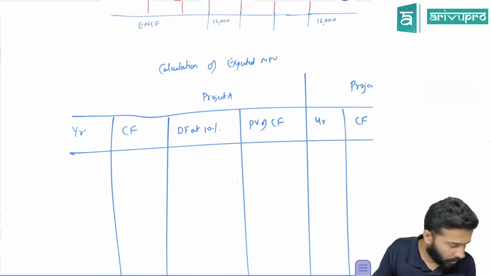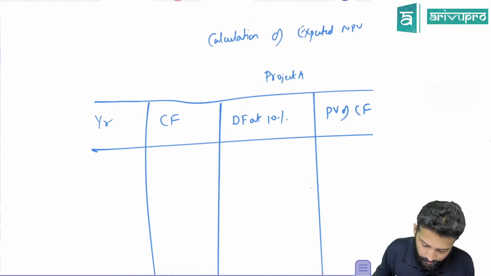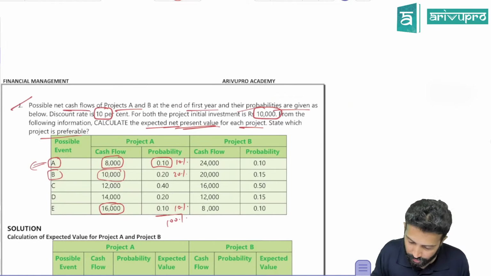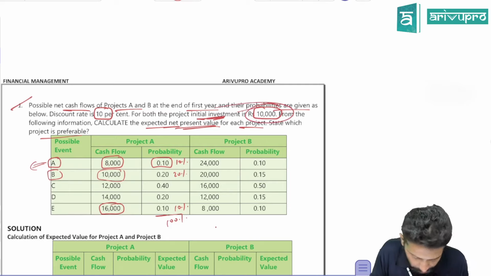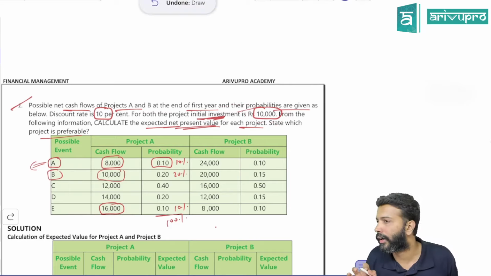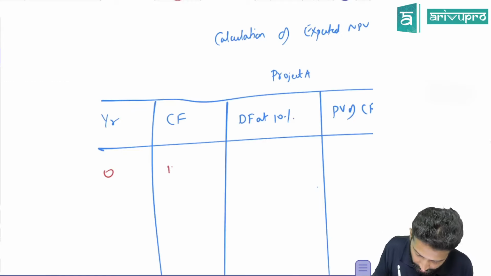First, I will start with year zero. Outflow not given? Check the first line only. The initial investment for both the projects is how much? 10,000, given in the second line of the question only, correct? The year zero cash flow is 10,000.